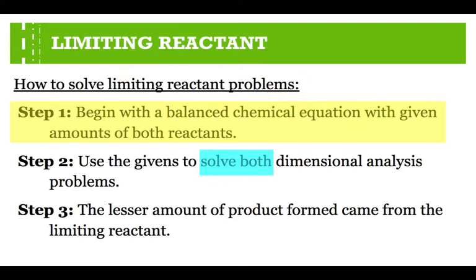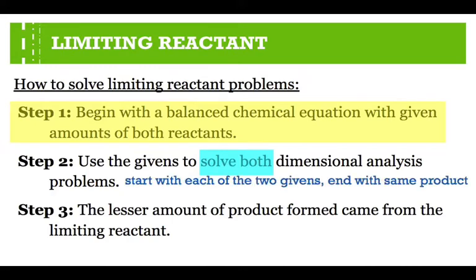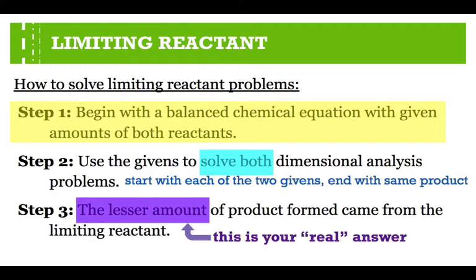So you're going to be setting up and solving 2 dimensional analysis problems. I would recommend that you add this little note reminding you of how to set those up. You're starting with your 2 givens, but you're going to the same product, whichever product it's asking you for. And then once you solve your 2 problems, the smaller amount of product is your real answer. And the smaller amount of product came from that limiting reactant so that you can find that. But you need to make sure that you identify your real answer.